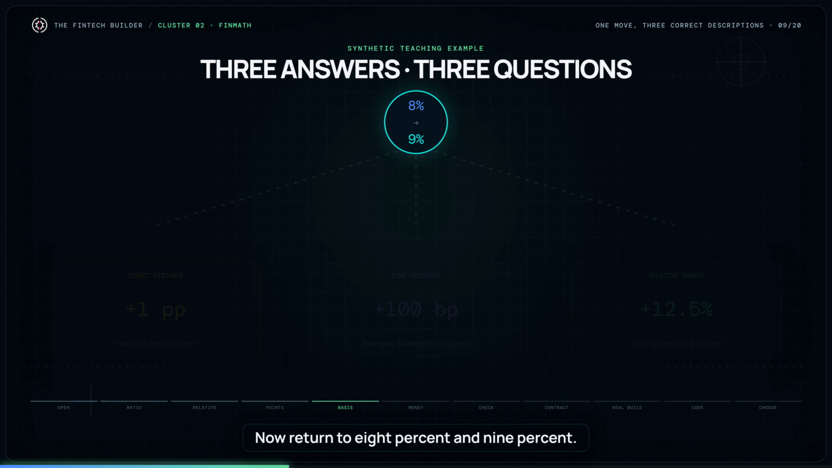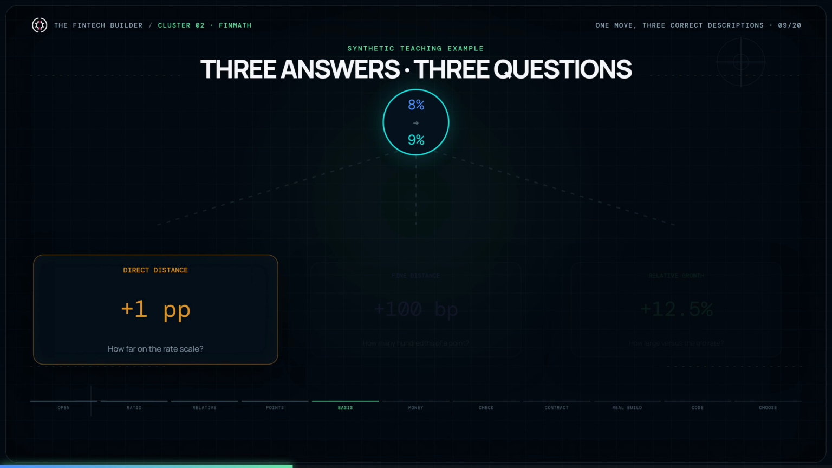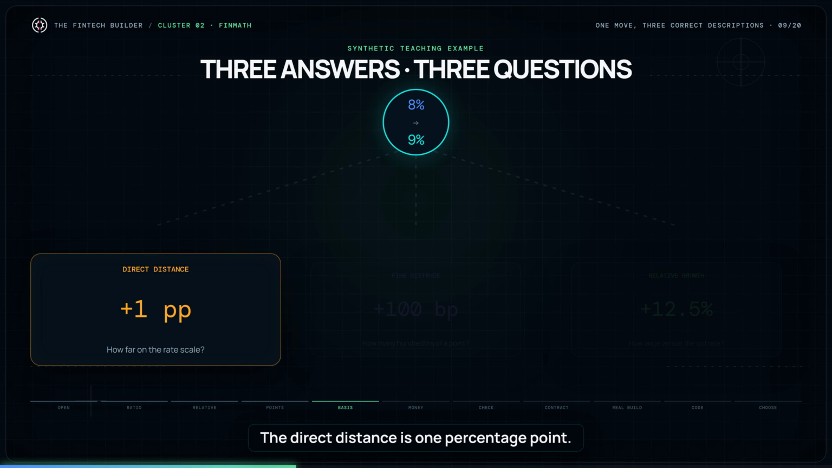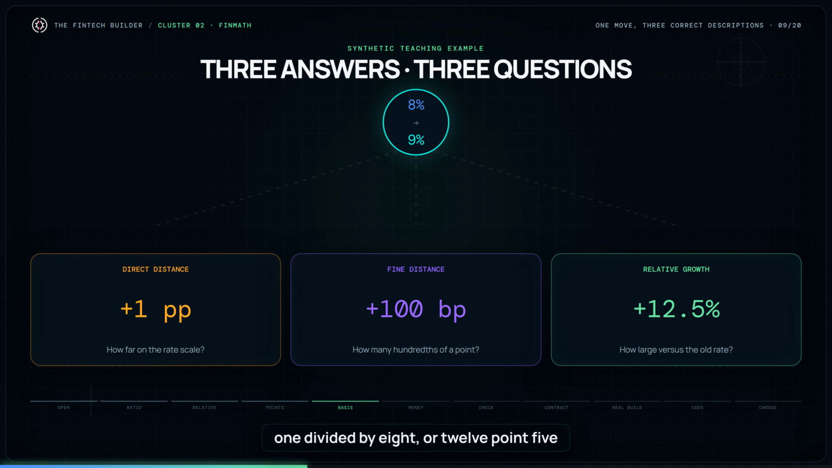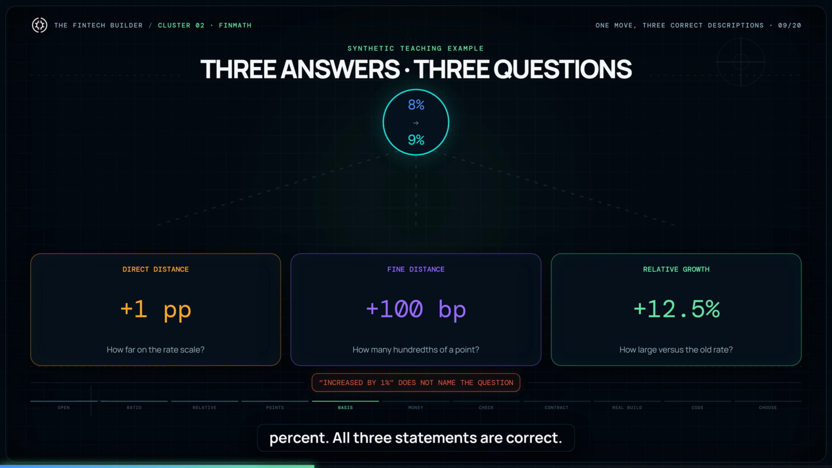Now return to 8% and 9%. The direct distance is 1 percentage point. That equals 100 basis points. Relative to the old rate, the increase is 1 divided by 8, or 12.5%. All three statements are correct. Saying only the rate increased by 1% is misleading because it answers neither question clearly.